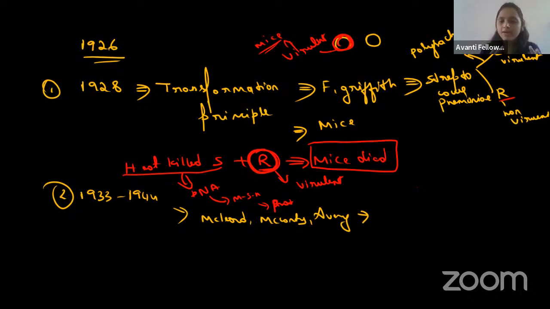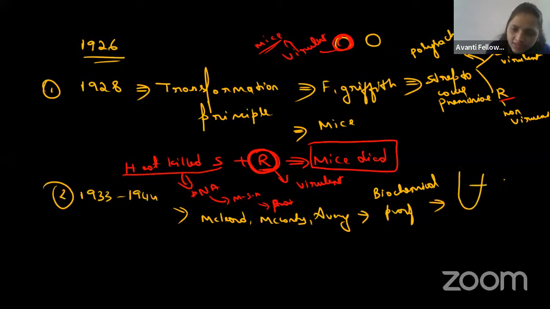So here, MacLeod, McCarthy, and Avery were confused whether DNA is transferring, or RNA is transferring, or protein is transferring. So they used RNases, they used protease, and they used DNases, right, guys? So they did the biochemical proof. Just think of it as biochemical proof. What they did is they took the heat-killed S strain.